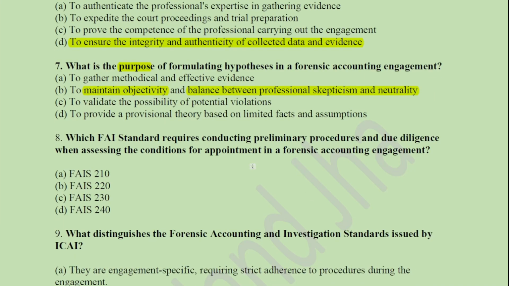Which FAI standard requires conducting preliminary procedures and due diligence when assessing the conditions for appointment in a forensic accounting engagement? It is FAI 220.